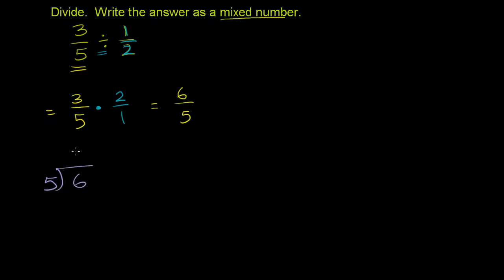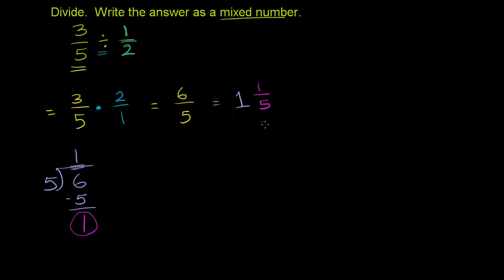5 goes into 6 one time. 1 times 5 is 5. Subtract. You have a remainder of 1. So 6 over 5 is equal to 1 whole, or 5/5, and 1 over 5. And 1 and 1/5. This 1 comes from whatever is left over. And now we're done. 3/5 divided by 1/2 is 1 and 1/5.